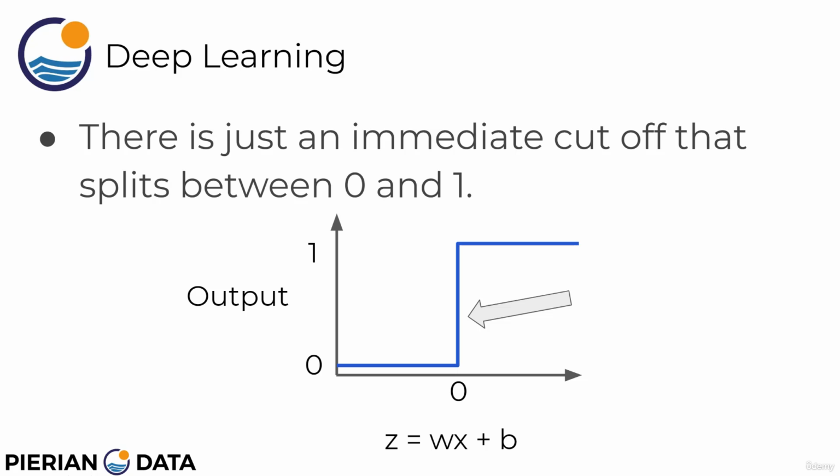If the total output of z happens to be less than 0, we just define that as 0. If the total output of z happens to be greater than 0, then when we pass it through this step function, we kind of top it off at 1. So there's a floor at 0, a ceiling at 1, and the immediate cutoff just depends on what that total value of z ended up being.